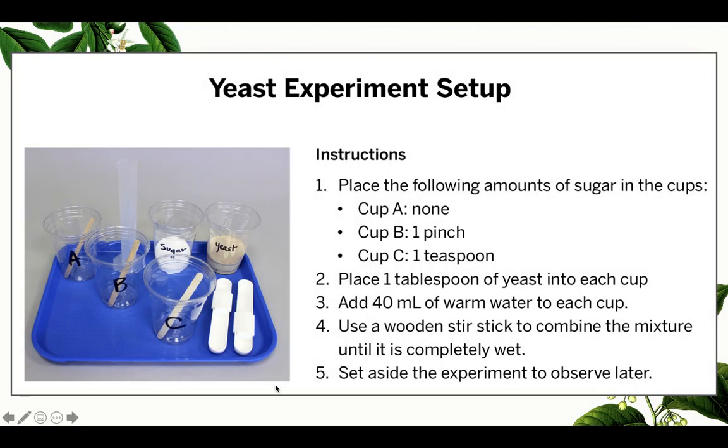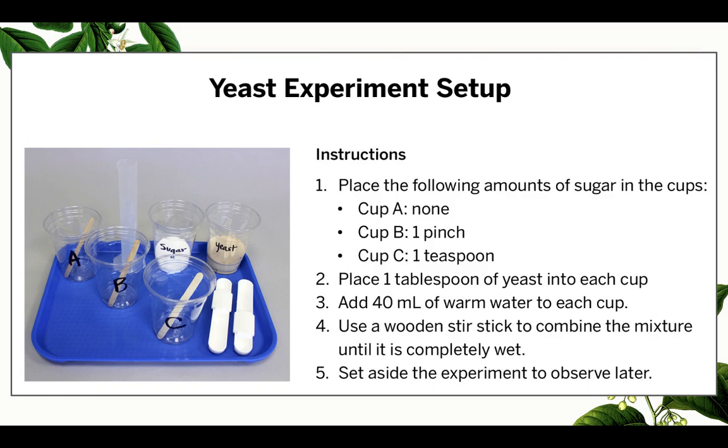So the instructions for this experiment are as follows. I've actually conducted this experiment, and you'll be able to view the video on YouTube. But here is the outline of it. There will be 3 containers, A, B, and C, all equal size, shape, and makeup. In the first container, there will be no sugar, no glucose added. In cup B, there will be a pinch of sugar, which is basically the amount that you can squeeze between your thumb and your first finger. And in cup C, there will be a teaspoon of sugar.